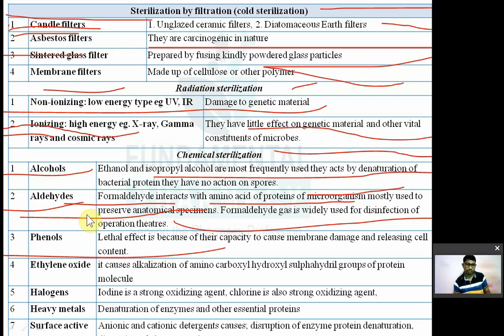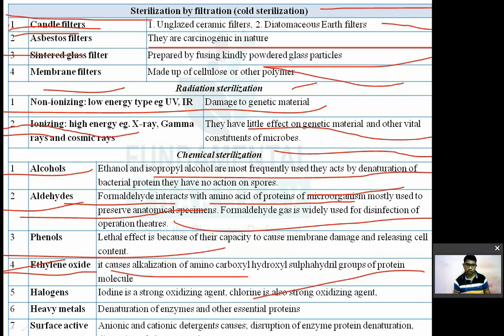That is the mechanism of phenol. Phenol कैसे act होता है ये भी आता है. Now next one is ethylene oxide. It's a gas, ethylene oxide. So it causes alkylation of different groups like carboxyl, hydroxyl, then sulfhydryl groups of different proteins and enzymes. Halogens like chlorine and all that.